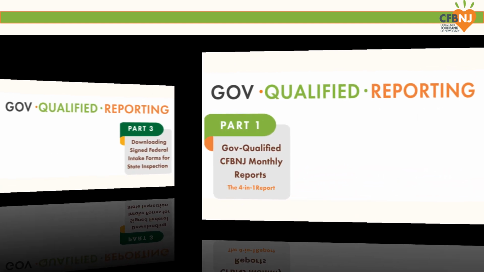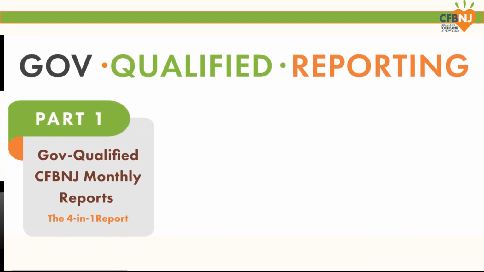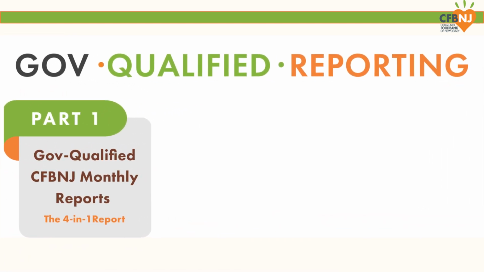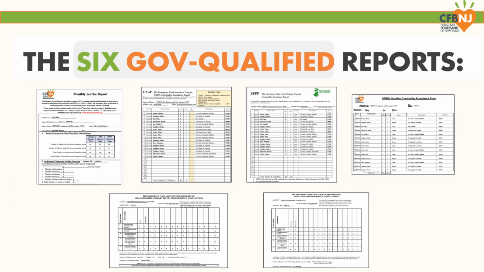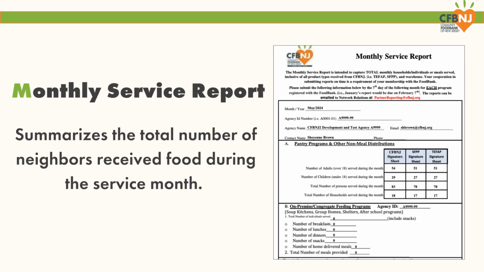Let's begin. Part 1. GovQualified CFBNJ Monthly Reports. To maintain an active partner status, all GovQualified partners are required to submit their reports to partner reporting by the 7th day of each month. As a GovQualified partner, there are 6 different reports that you are required to submit. First up, the CFBNJ Monthly Service Report.